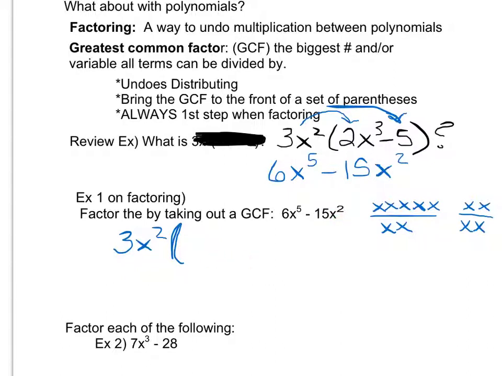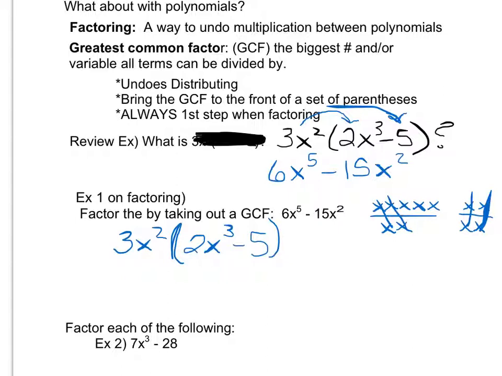So 6x to the 5th divided by 3x squared. Well, 6 divided by 3 is 2. X to the 5th divided by x squared. If I do some canceling on the side here, I notice I'm left with x times x times x, or x cubed. Minus 15 divided by 3 is a minus 5. X squared divided by x squared. Well, if I look over here, notice they both cancel out, so I no longer have any x's left.